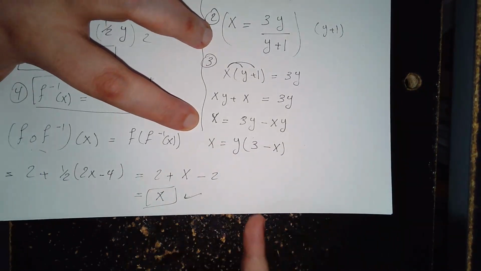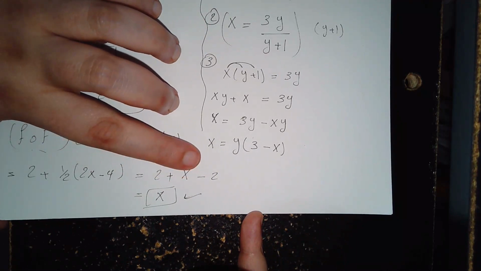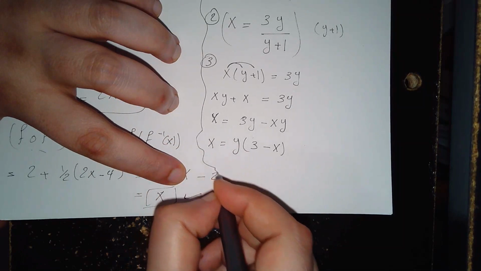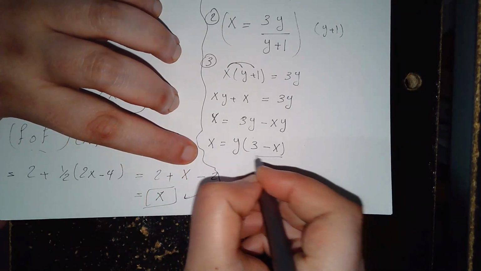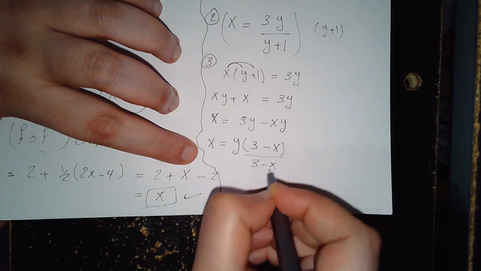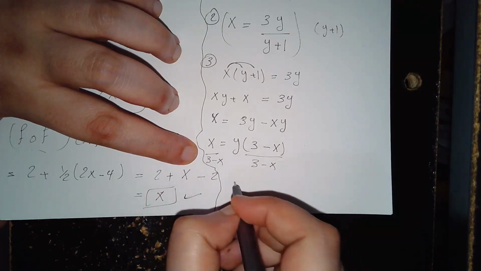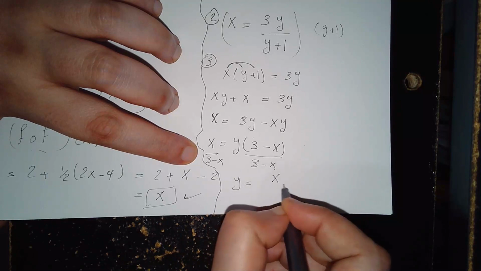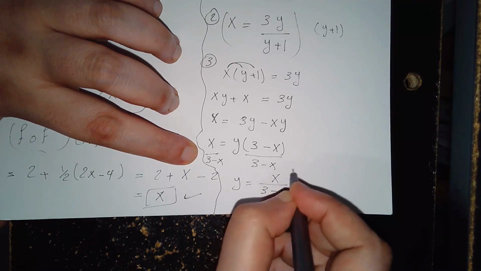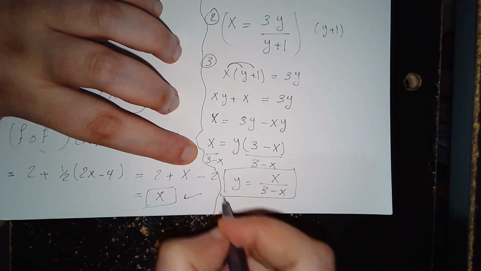And over here we have an x. See what I did there? And from here, it should be obvious. What I need to do is simply divide by 3 minus x on both sides. So y equals x over 3 minus x. There, we solve for y.